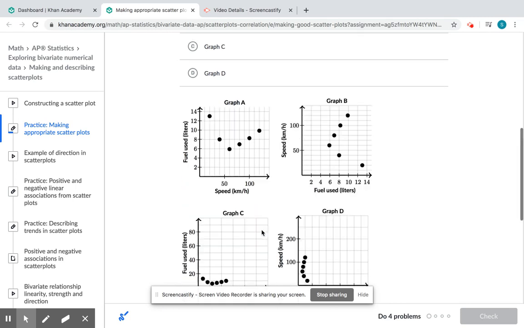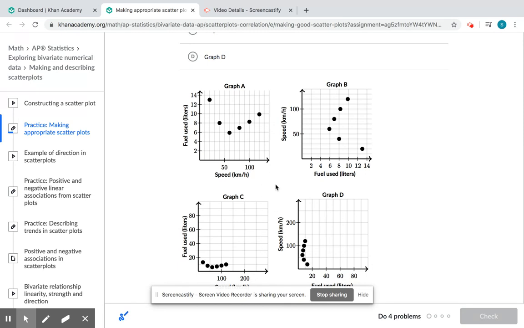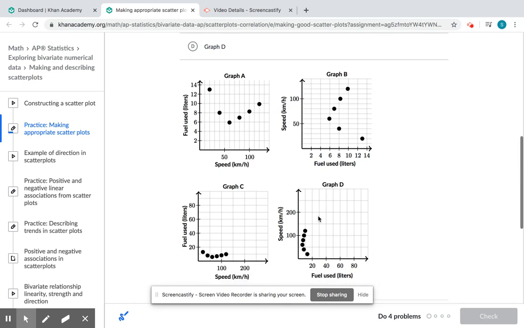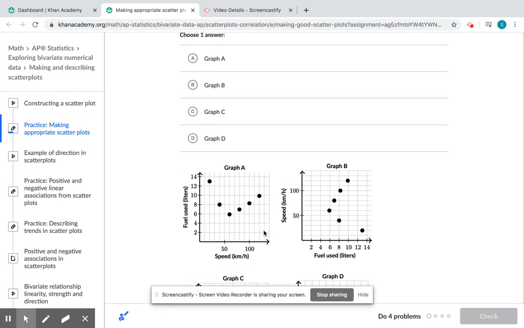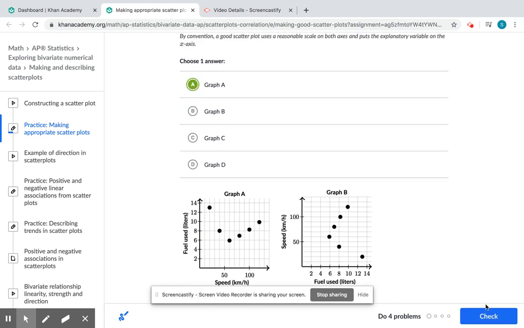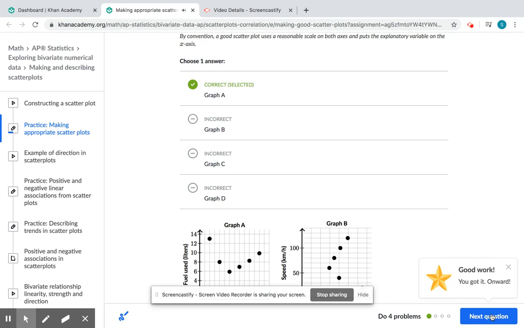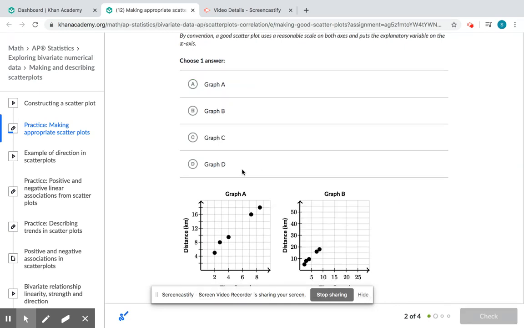So the best way to handle these questions is to eliminate two right off the bat, which I'm going to show you in the next question as well. So I'm going to eliminate graph C and D. You're going to go up to A and B, and you're going to figure out which one it is. Just based on what we've seen, I'm going to go with A. Let's see if that's correct. Awesome.